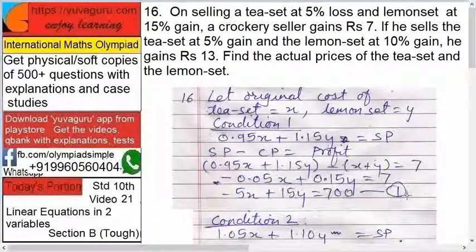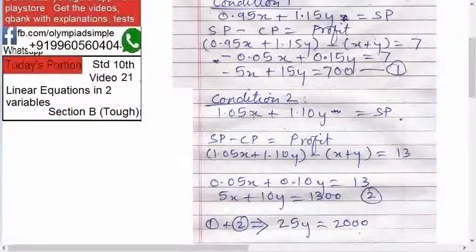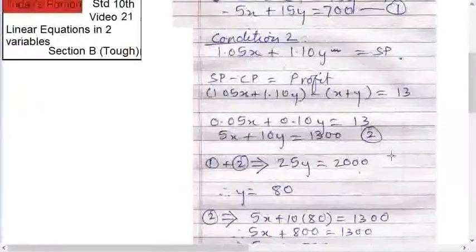Equation number 1. Similarly, condition 2 now. 5% profit on tea set and 10% profit on lemon set. So 1.05x plus 1.10y equals to total selling price under condition 2. So again same logic. So SP minus CP equals to profit. So 1.05x plus 1.10y minus x plus y equals to 13. It's given. He gains 13. So total profit is 13.